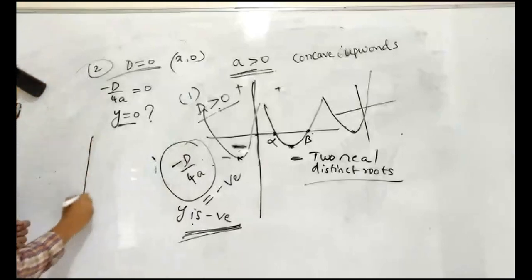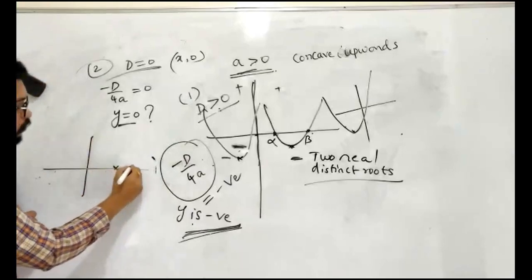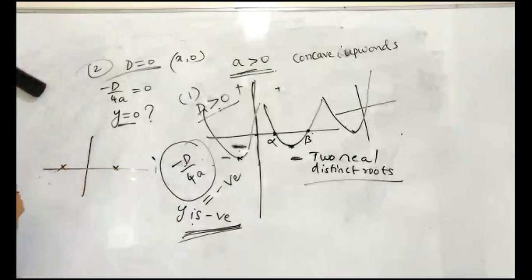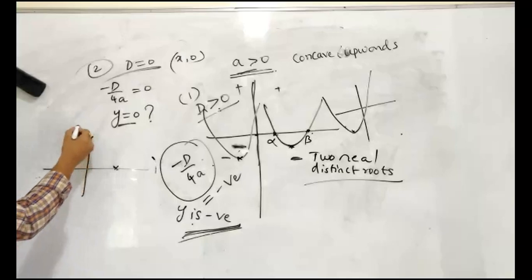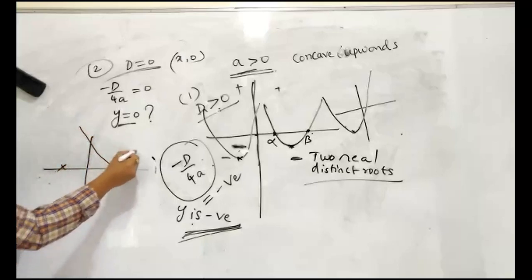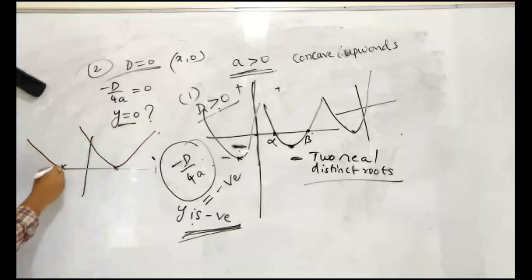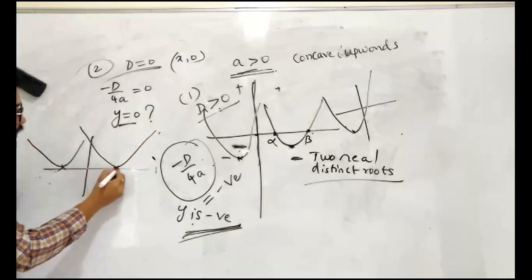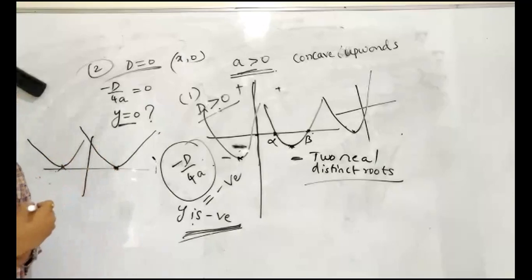So the vertex will be somewhere on the x axis. That vertex will be situated somewhere on the x axis. Let's say I'm drawing something like this. This vertex, whatever you are taking, is situated on the x axis.